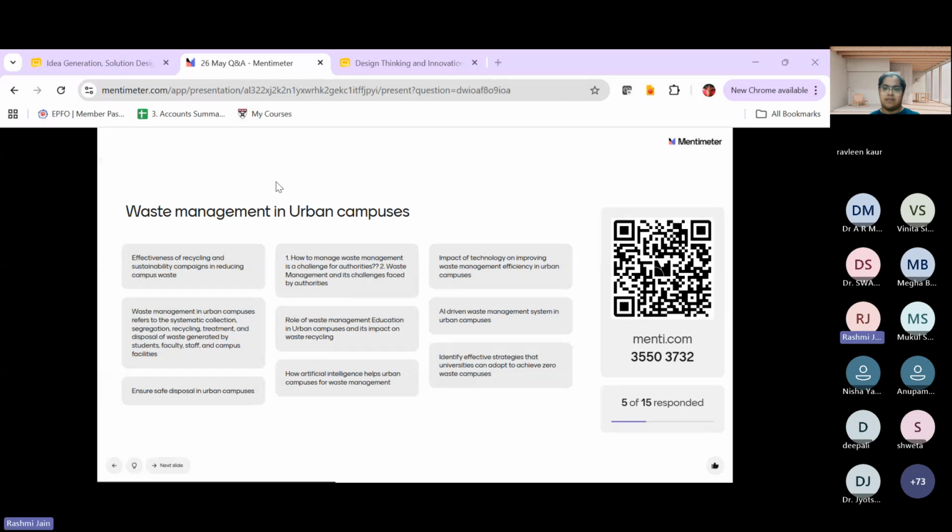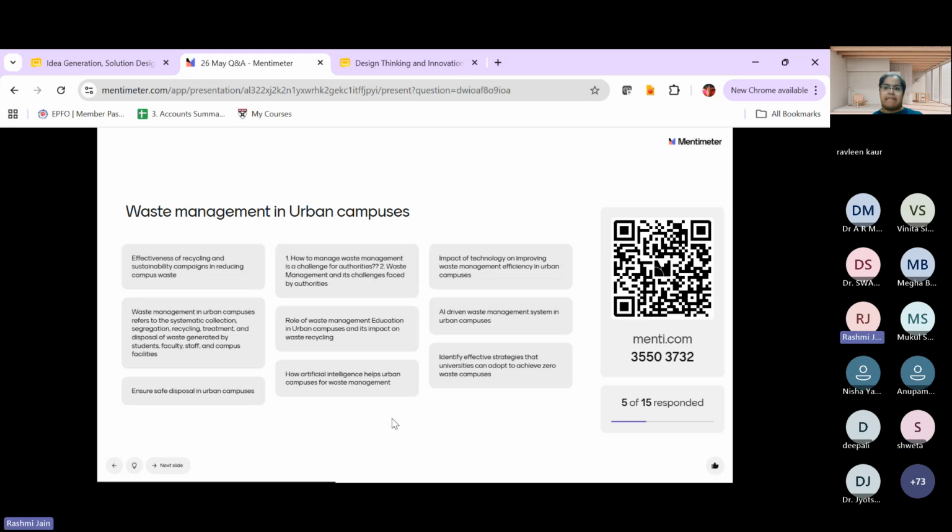Sorry about this disturbance. Let's go back to our topic. Okay. Identify effective strategies that university can adopt to achieve zero waste campuses. That's a very good way. Excellent one.